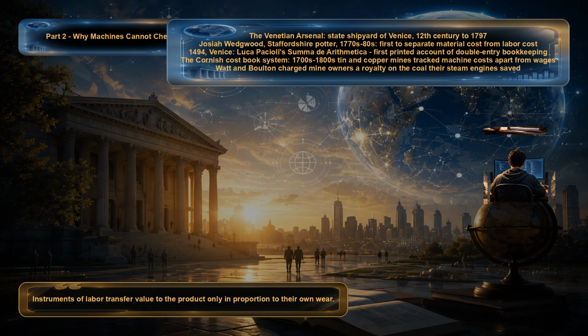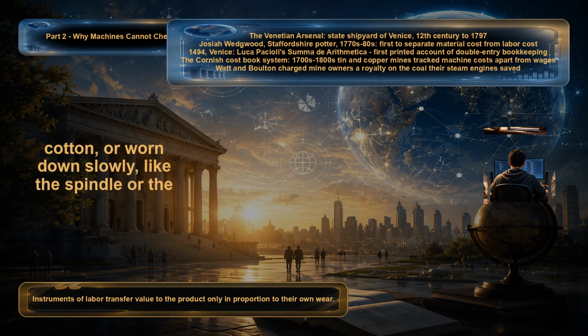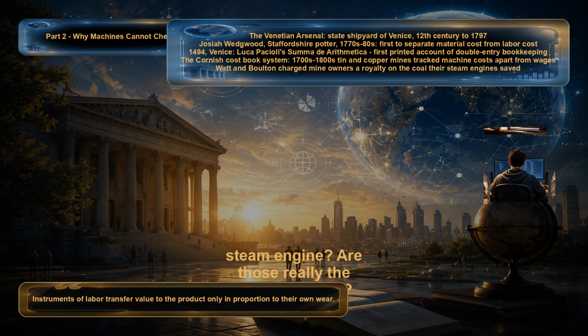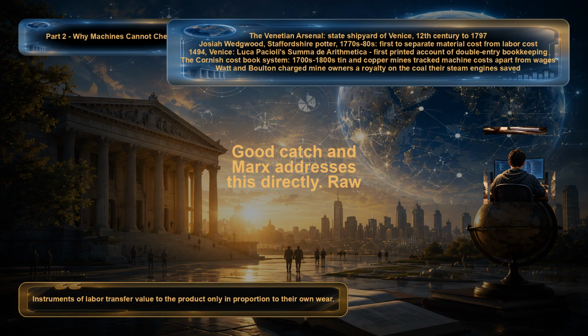Does it matter whether something gets used up in one go, like the cotton, or worn down slowly, like the spindle or the steam engine? Are those really the same category? Good catch, and Marx addresses this directly.